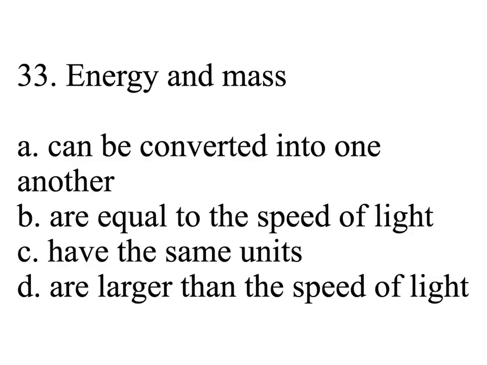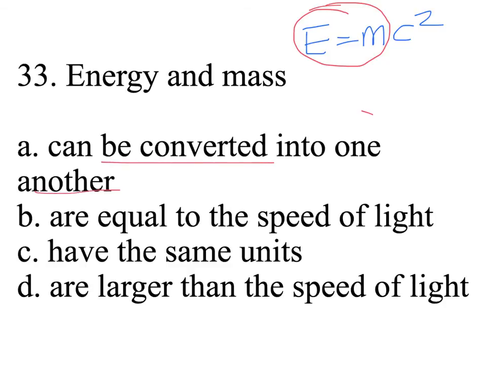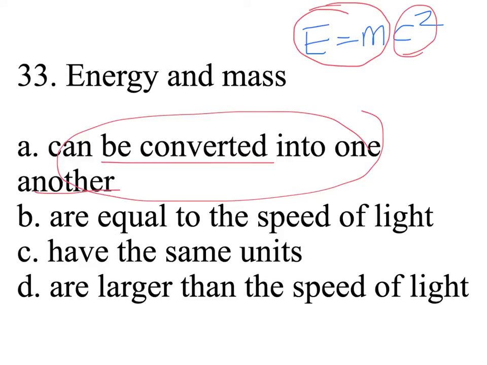Energy and mass. So what do we know about energy and mass? We know an equation that we've seen before, E equals mc squared. This is the important part of this, E and m on opposite sides of the equal sign. What that means is that energy and mass can be converted into one another. That's the most important part of this equation. This c squared just means that there's a whole heck of a lot of energy for a very small amount of mass. Okay? But this equal sign is the big deal here. They can be converted into one another.